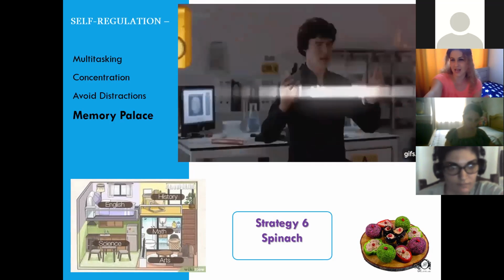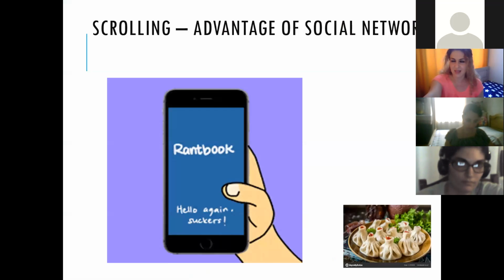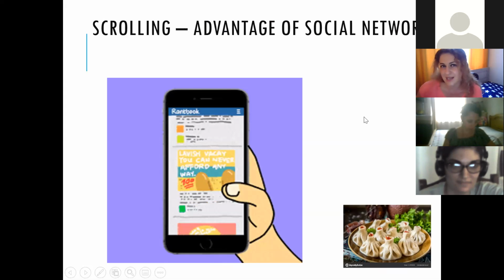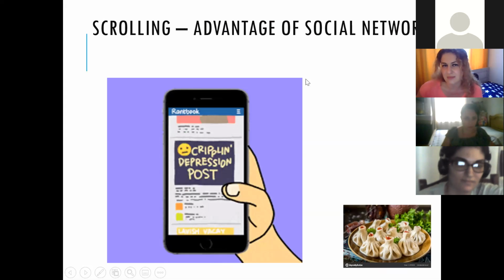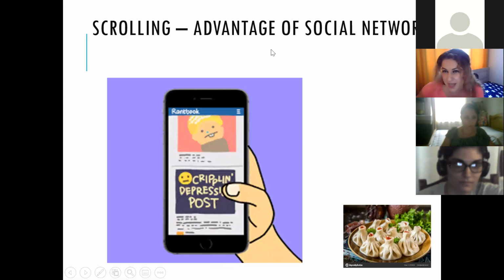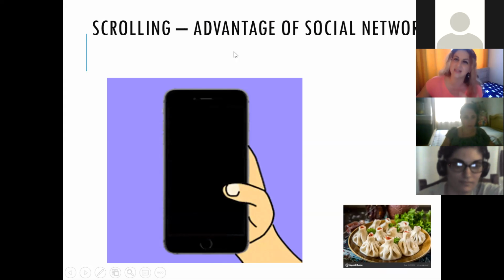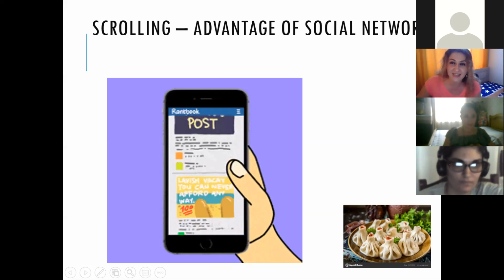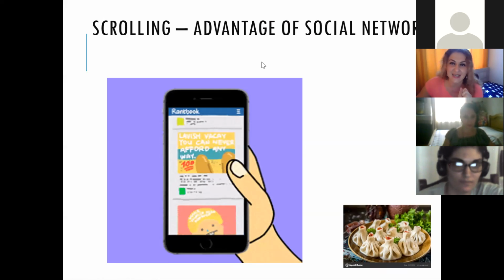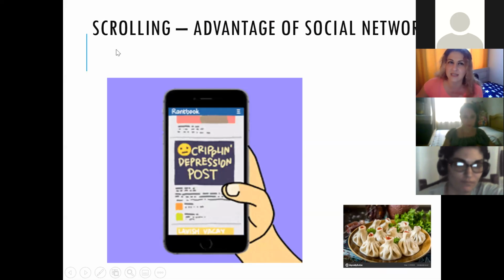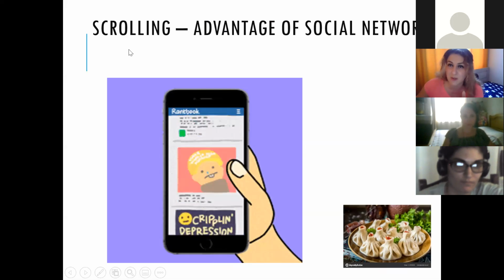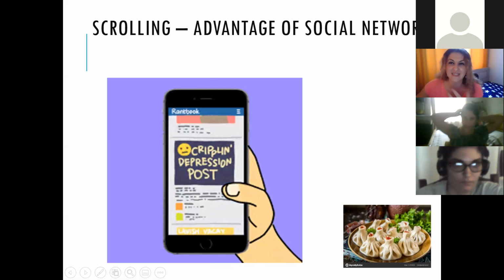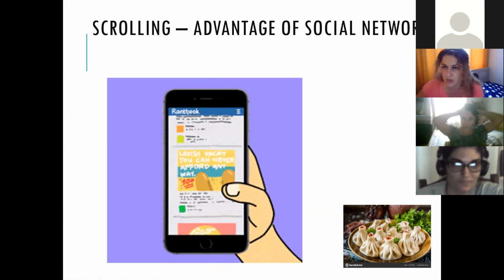So it is, I call this strategy spinach. And the last one today, well, I think this scrolling is not that bad as educators write, or as psychologists also say, right? So I always like to find positive things from negative. And several weeks ago, I read an article about scrolling, that we people nowadays, especially the digital generation, are addicted to scrolling, and we waste a lot of time when we scroll.